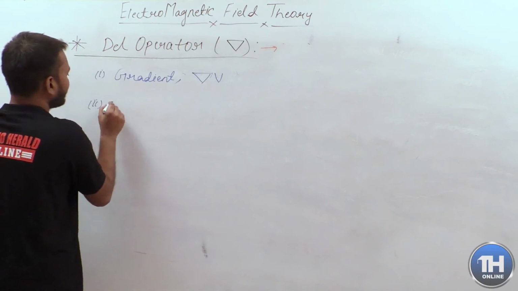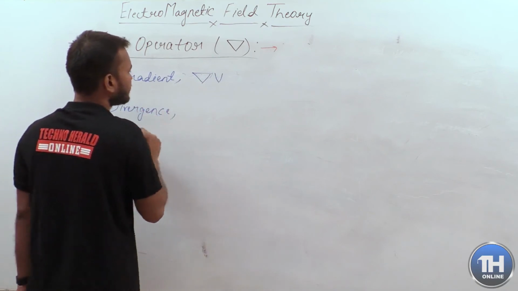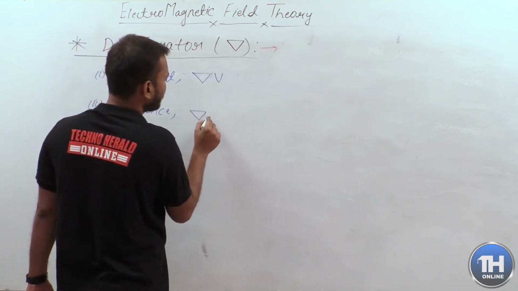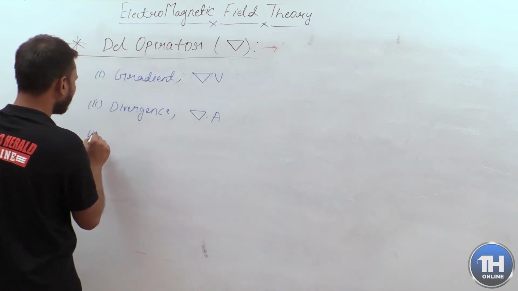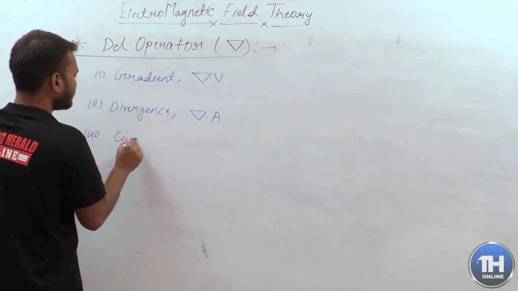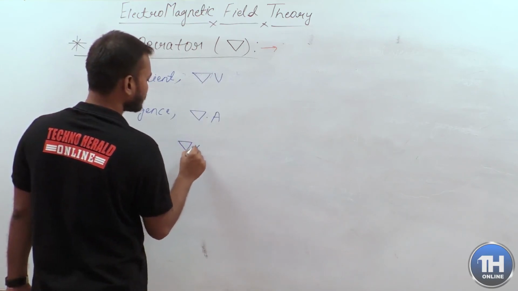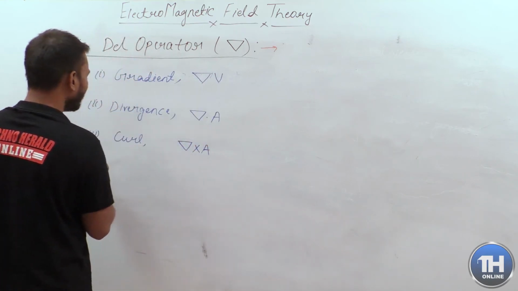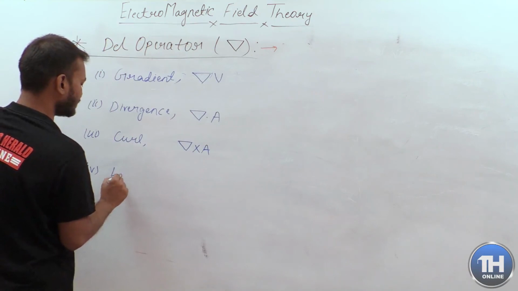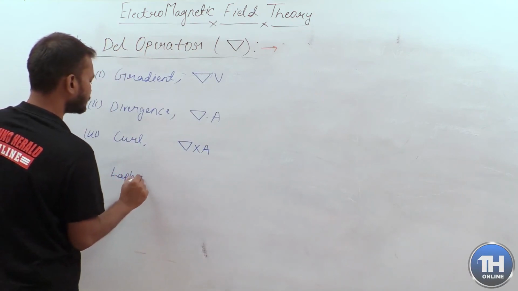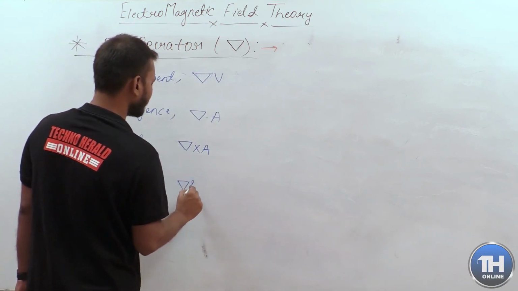Second one, divergence calculate करने के लिए. For calculating divergence, which is denoted as del dot A, where A is any vector quantity. Third one, we will calculate curl by using this operator, which is denoted as del cross A, where A is a vector quantity. And the fourth one is for calculating Laplacian, which is denoted as del square V.